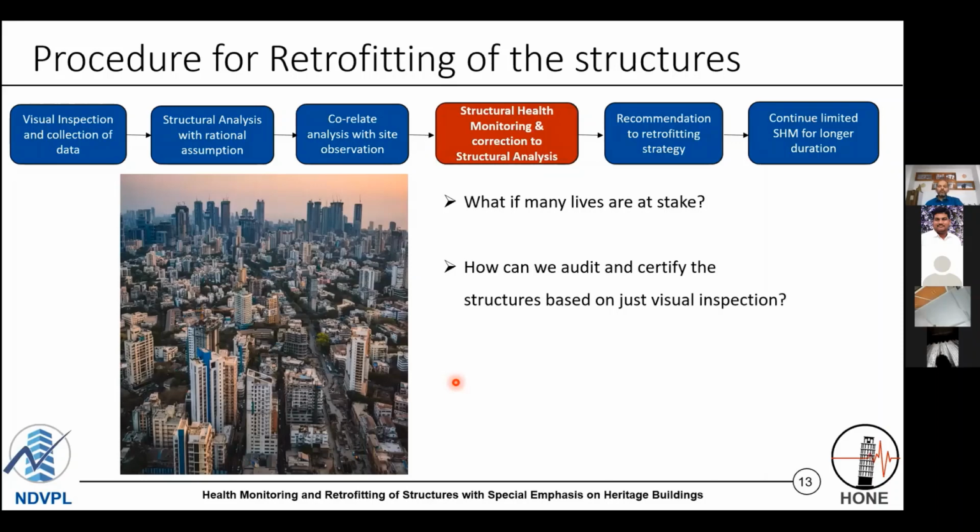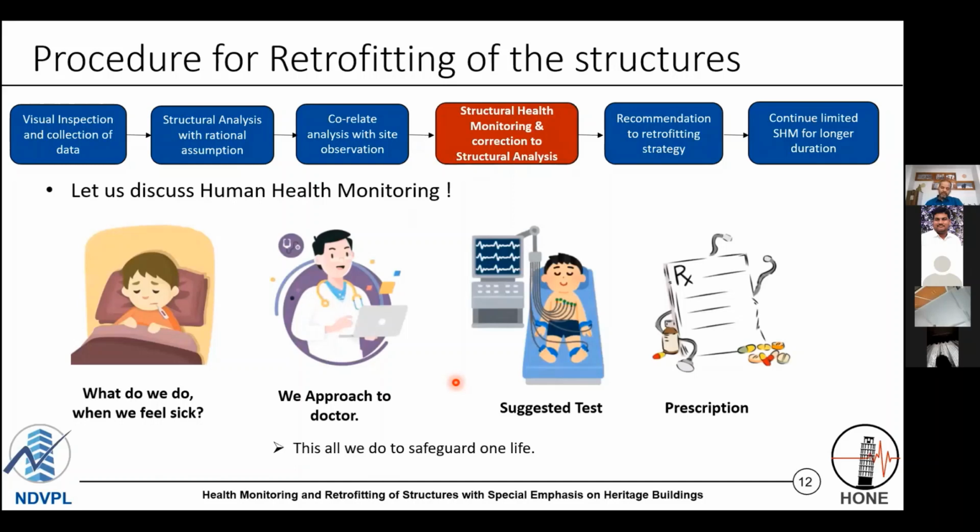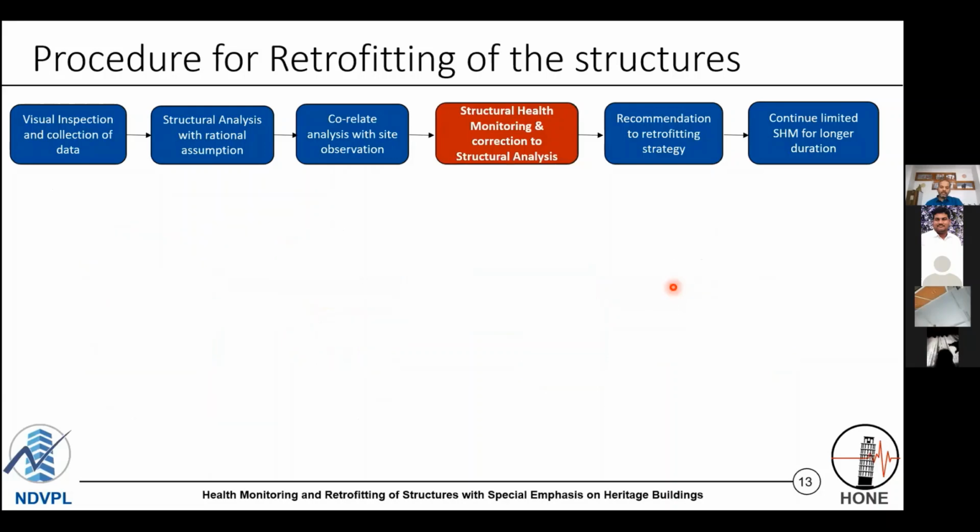So how can we audit or certify a structure based on just visual inspection? Like I have shown in the previous slide, it's like jumping from the first stage, where you approach the doctor, and he gives a prescription without any test. It was happening 50 years ago in the medical field, not today. But unfortunately, it is still happening in the field of structural engineering.